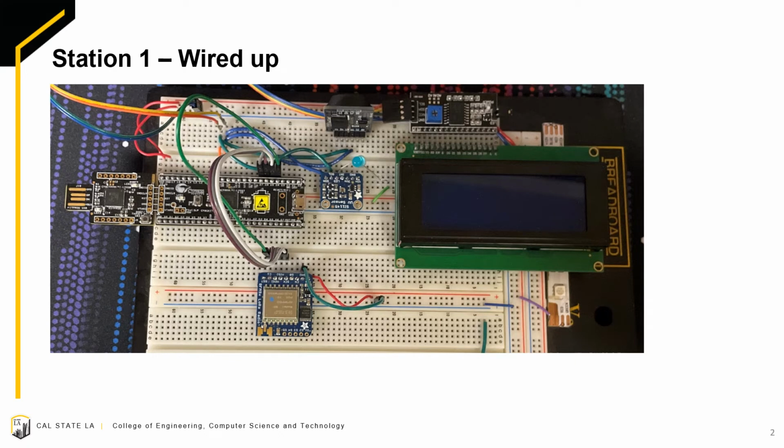Here you can see the first half of Station 1 that I worked on. We have the LCD screen and its I2C module, the real-time clock module, the UV light sensor, and the LoRa module. The real-time clock, the LCD screen, and UV light sensor are all wired together due to I2C communication, while the LoRa module is wired up with SPI communication.